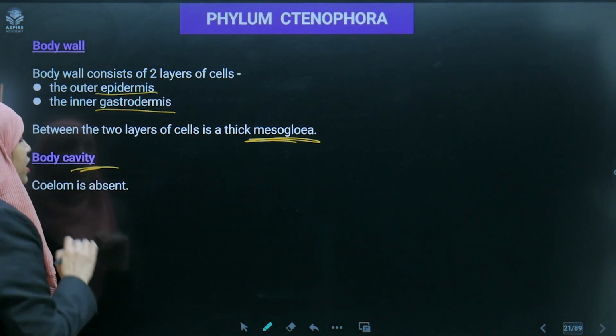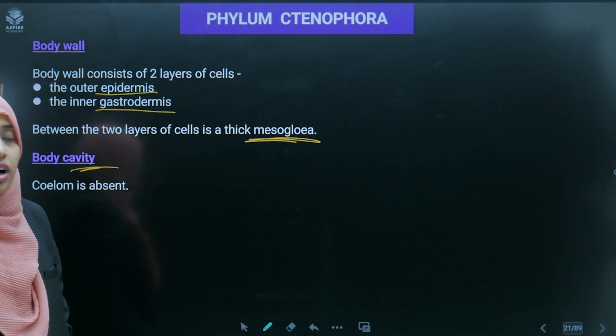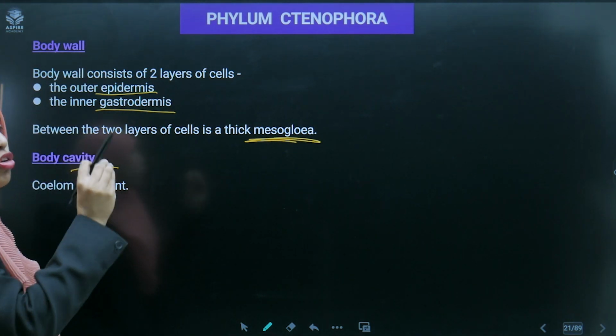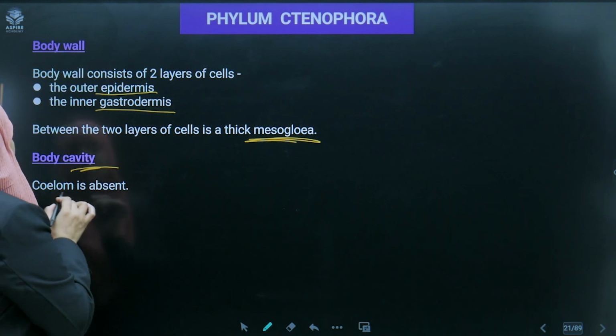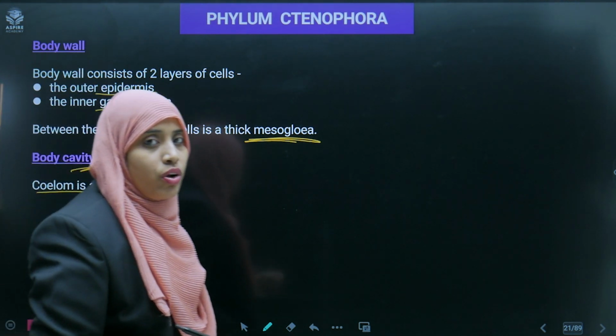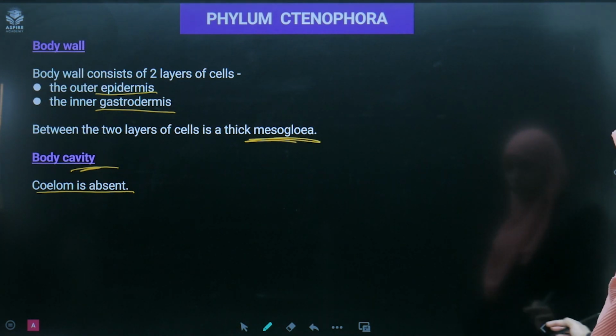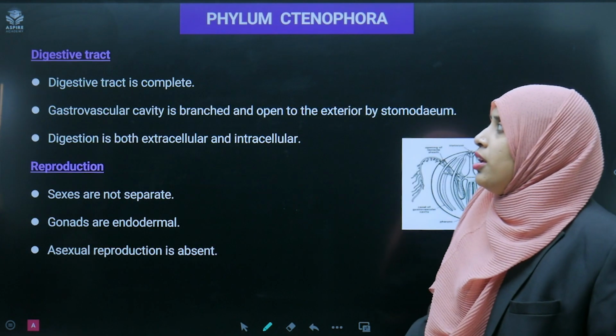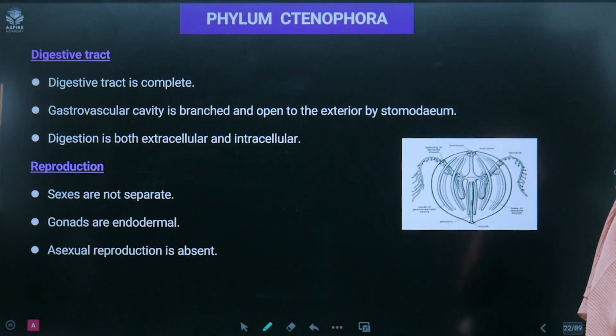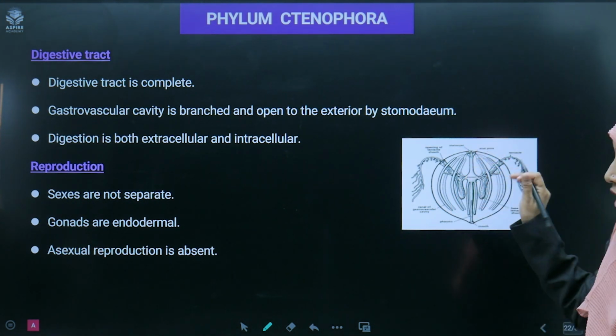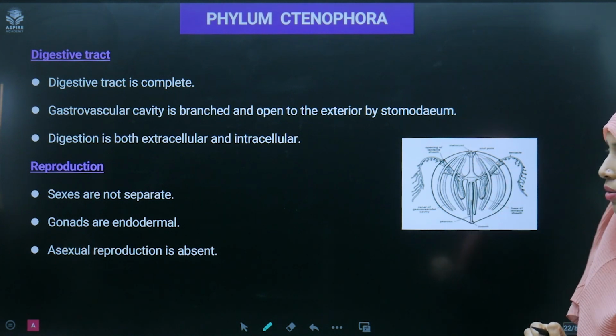Now body cavity. तो अगर cavity की बात किया जाए तो Ctenophora don't have any cavity. That means coelom is absent. Okay. Coelom, that is a body cavity, is absent in the phylum Ctenophora. Okay. Now the digestive tract. The digestive tract of the organism belonging to this phylum.